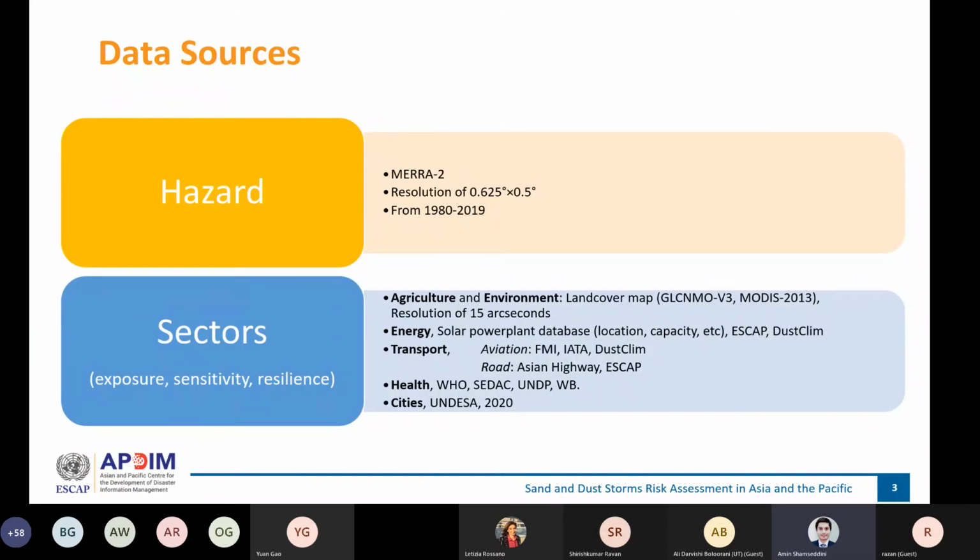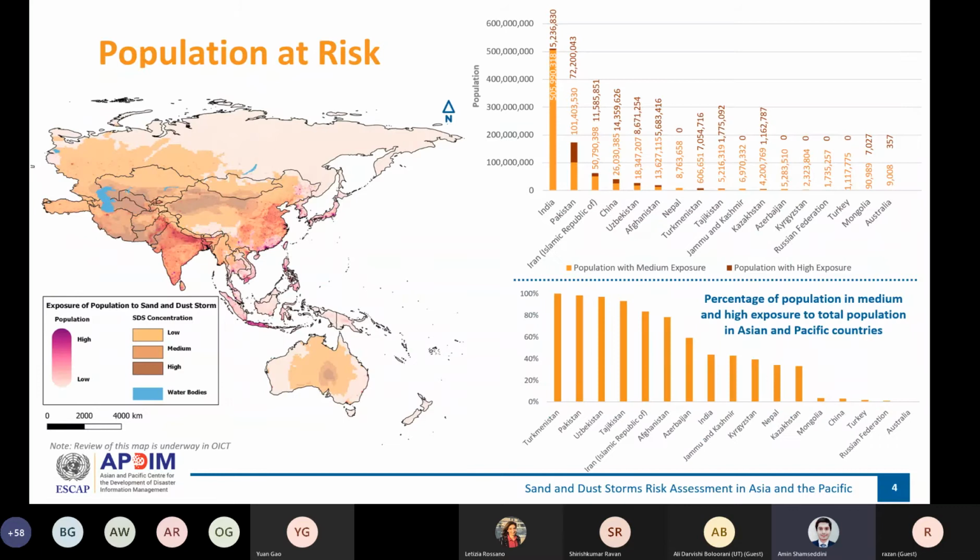In this slide, you can see the population at risk of sand and dust storms. For this sector, the hazard layer was calculated based on the WHO air pollution guideline and defined as the average number of days annually when the dust concentration level exceeds 50 micrograms per cubic meter. So with the data from MERRA-2 reanalysis, we generated the hazard map and overlaid it with other risk components.